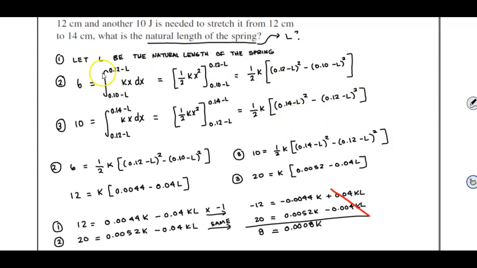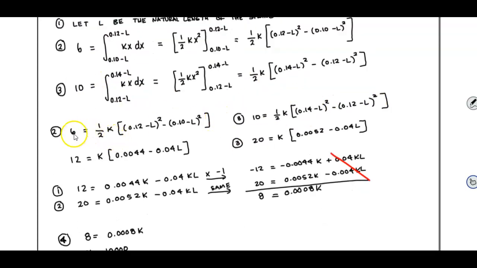So now we're going to end up having two equations, the first equation and the second equation. What we can do with the first equation, we know that we have 1/2 k, so we can multiply both sides by 2, so we get 12, which is equal to k times 0.0044 minus 0.04 L, by squaring these two and then subtracting and combining like terms.